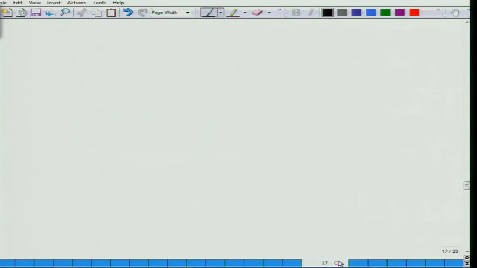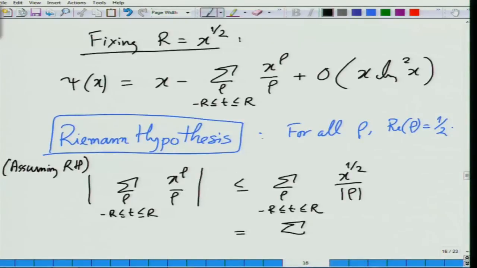Okay, now coming back to this, I can replace this with the sum over t from 0, or let us say 1, to R, because between 0 and 1 there are only finitely many zeros, so their contribution is only a constant times square root x, which we can ignore. Then we can just look at 1 less than or equal to t less than or equal to R. Of course, square root x comes out, times 1 over the absolute value of rho.